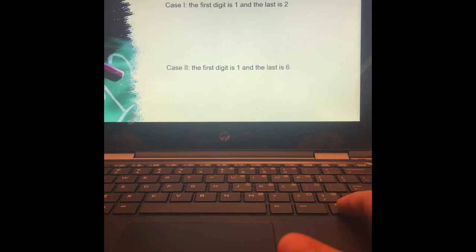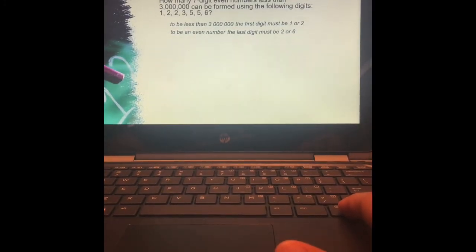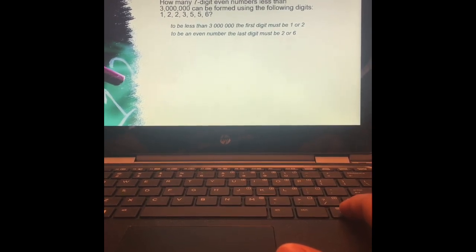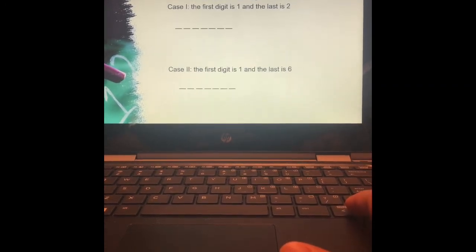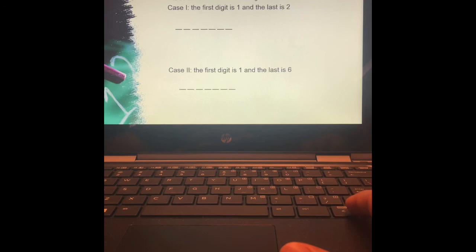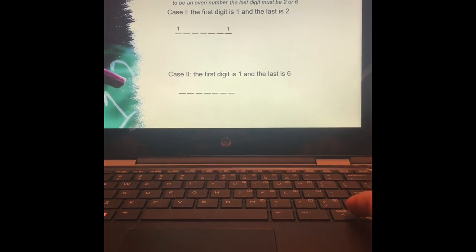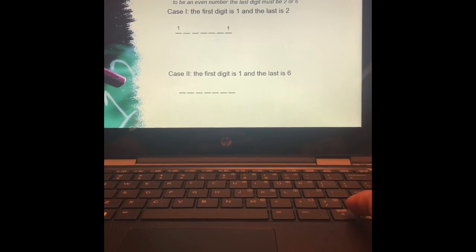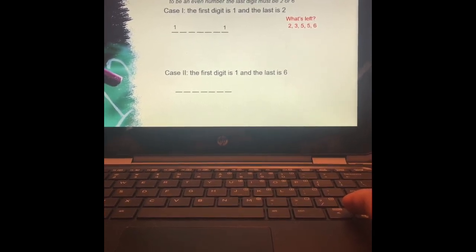Again, remember the number of digits. You have 1, 2, 2, 3, 5, 5, and 6. 7 digits total. You need a millions digit. Starts with a 1. There's only one way of doing that. Ends with a 2. Only one way of ending with a 2. In between, you have 2, 3, 5, 5, and 6.